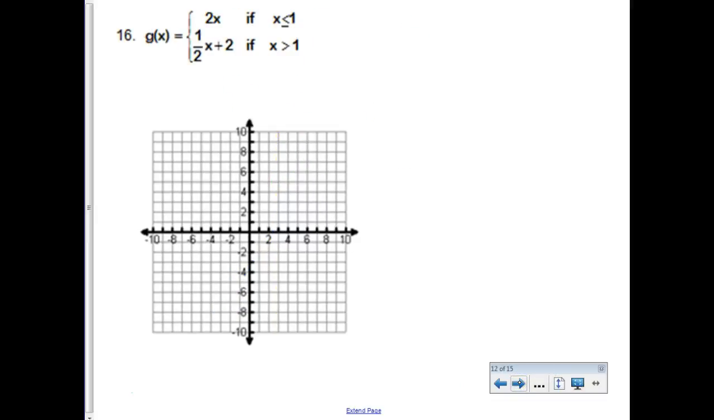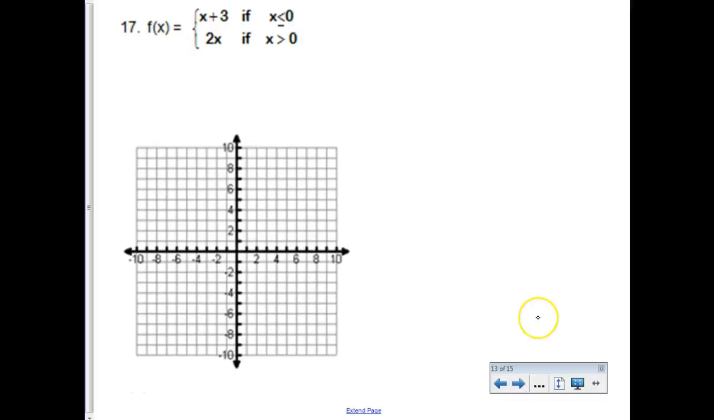Let's skip 16, obviously, because of this fraction. No, we're timed. Let's do one more. This one has a boundary line at 0, so I'm glad I have a highlighter. It's so hard to highlight 0 otherwise. Top function is x plus 3, bottom function is 2x. Boundary line at 0.